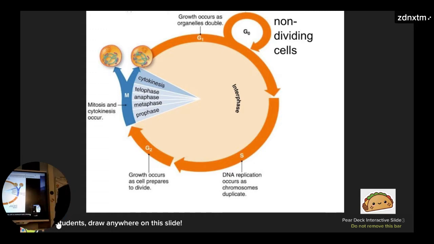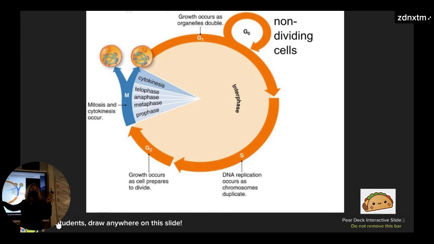Sure. Let me get some extra here. Let's say I had a cell with 4 chromosomes in it. So if I have a cell with 4 chromosomes in it, 1, 2, 3, 4. Let's say these black ones came from dad, these red ones came from mom.